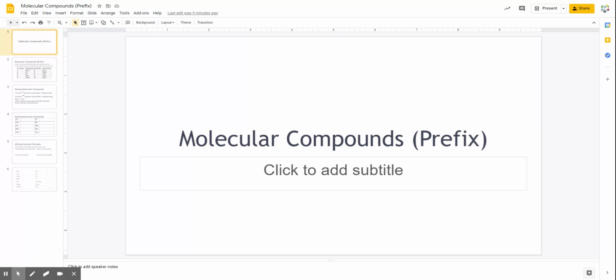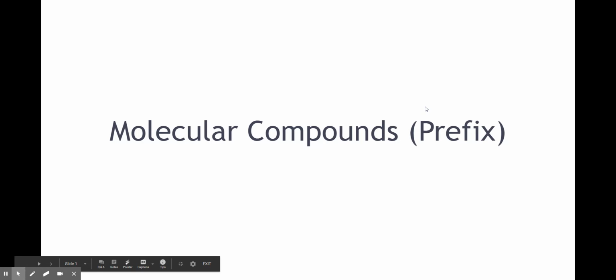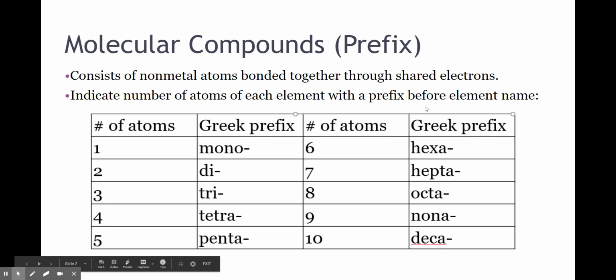Hello everyone, today we're going to talk about naming molecular compounds. Now molecular compounds are named differently because we're not talking about positives and negatives anymore. We're talking about sharing electrons.